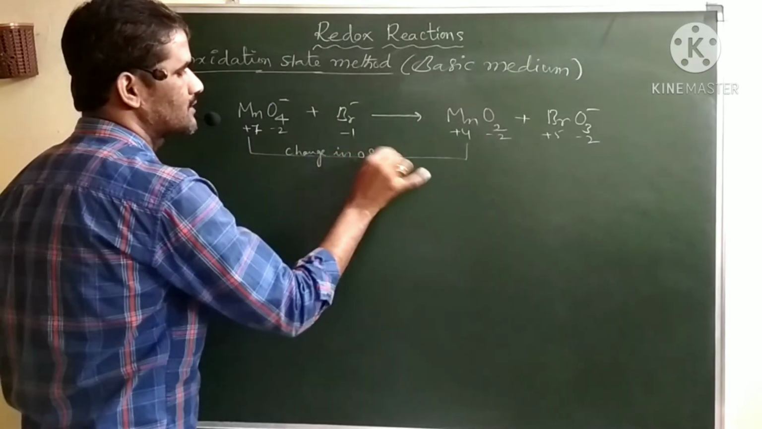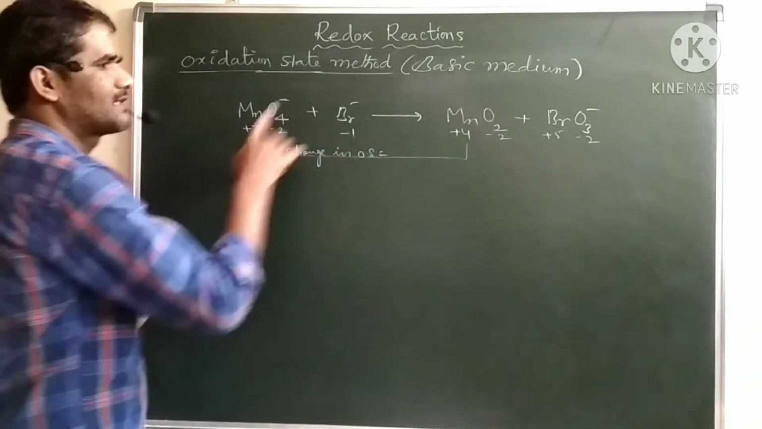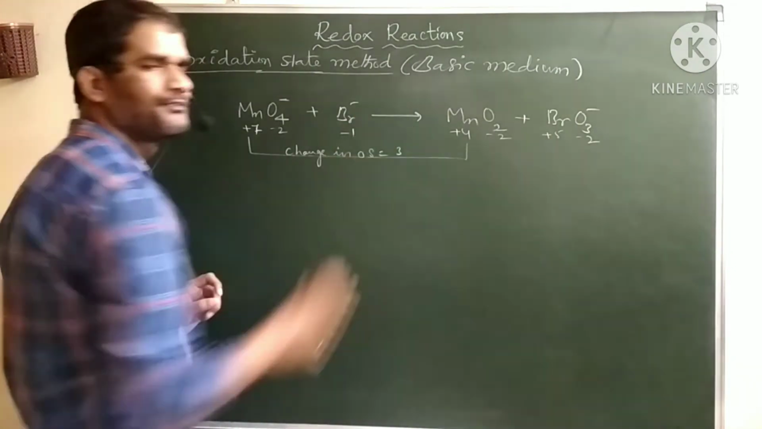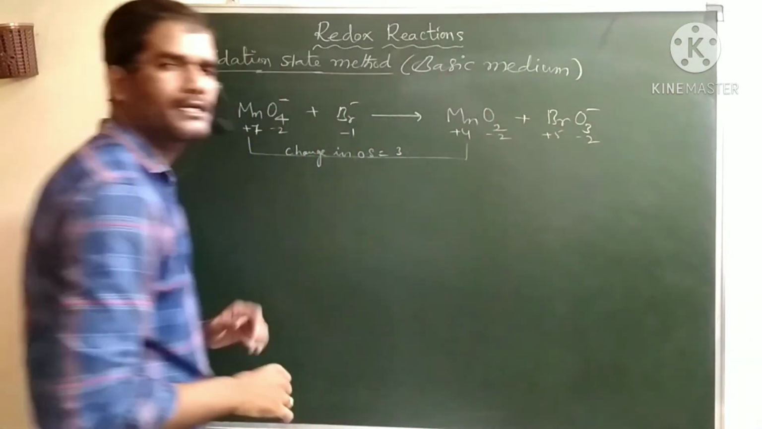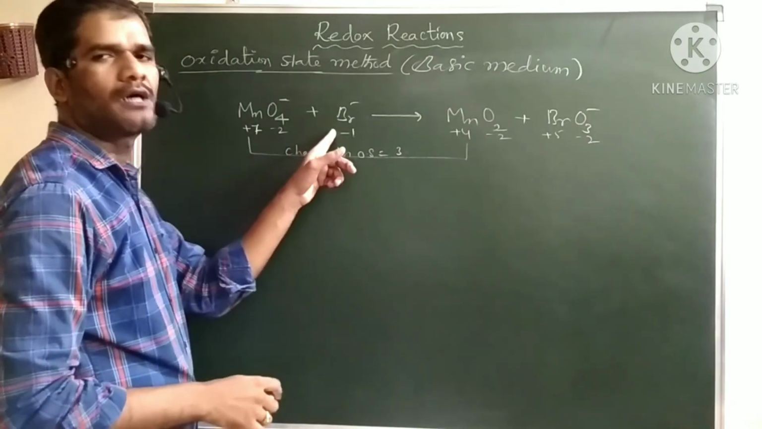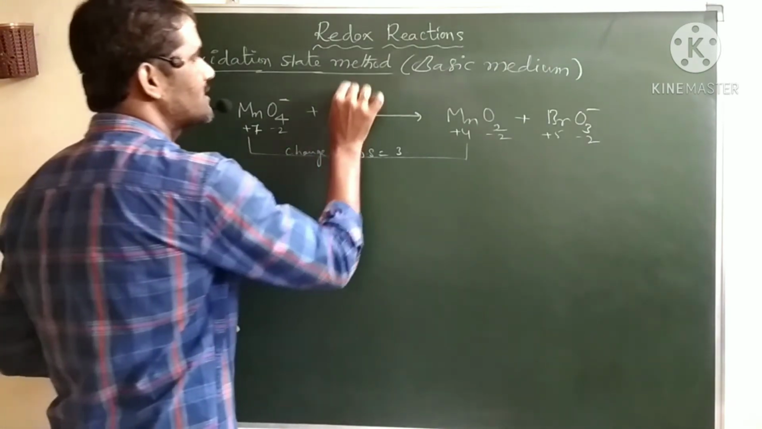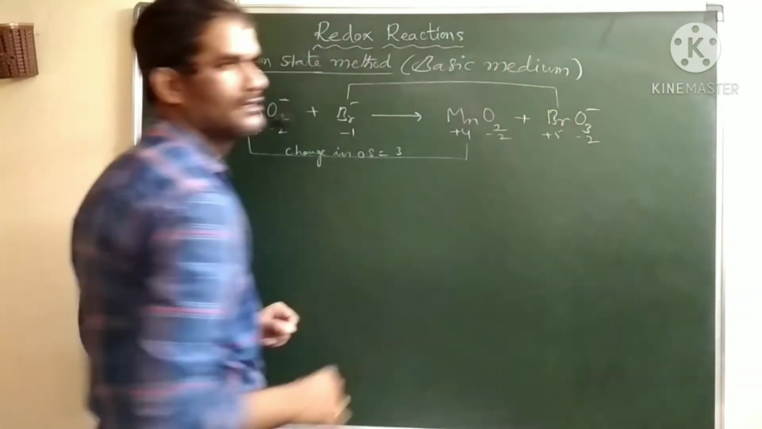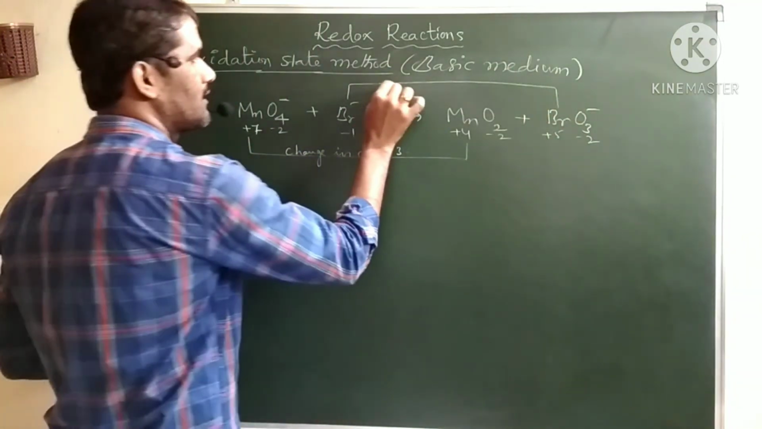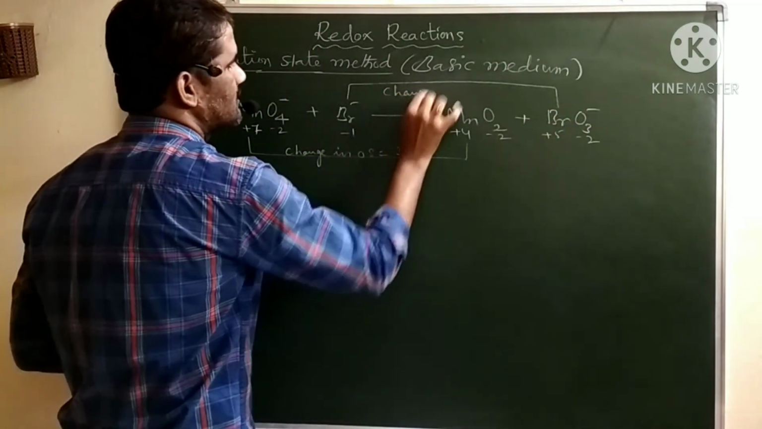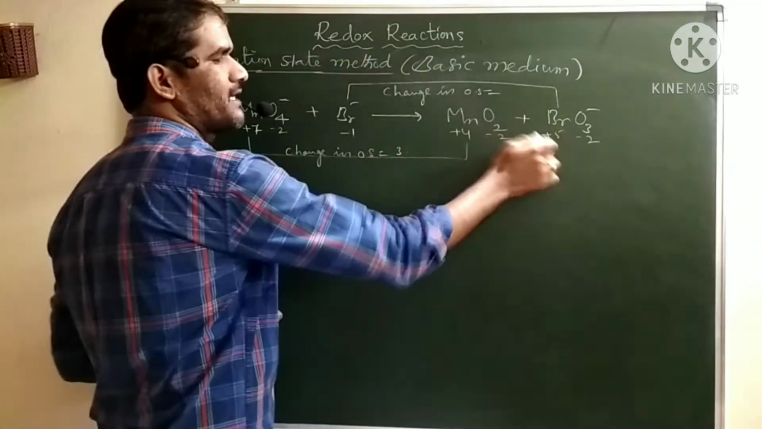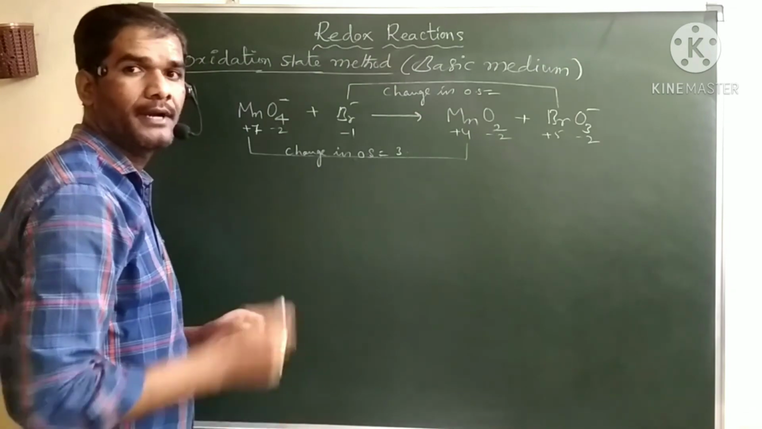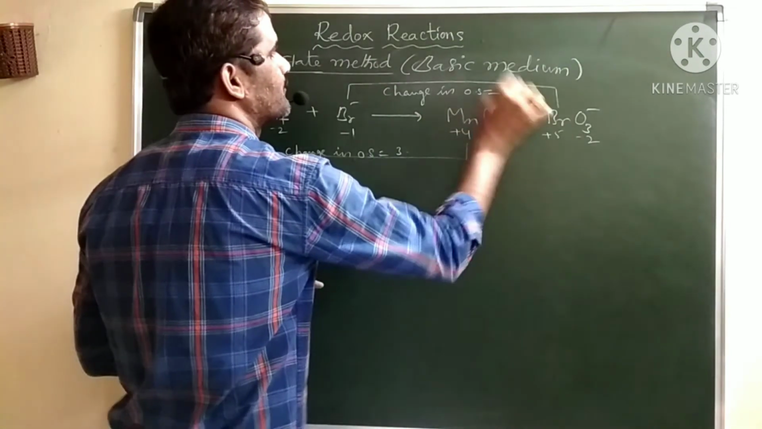So what is the change in oxidation state here? Calculate. +7 to +4. What is the change? 3. Next, bromine -1 to +5. Increasing oxidation state. So this is an oxidizing species. Now what is the change in oxidation state for this oxidizing species? -1 to +5. What is the change? -1 to +5 means 6.